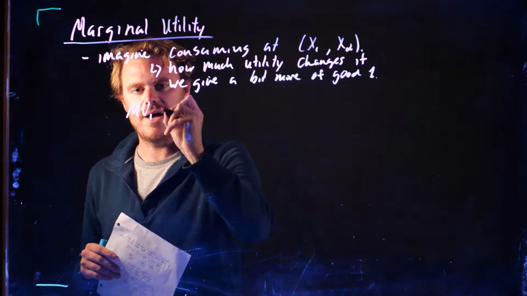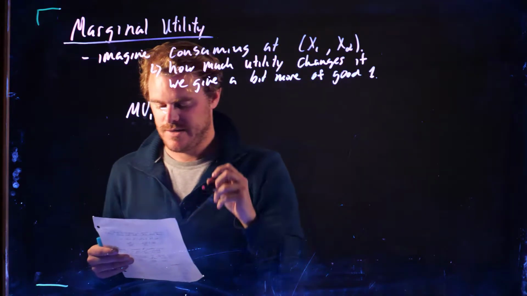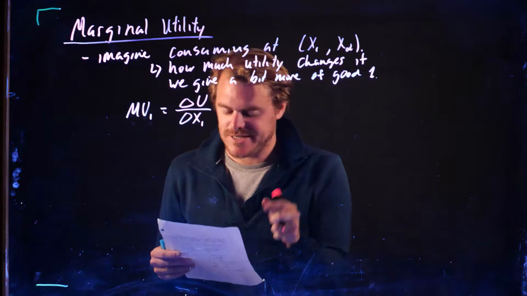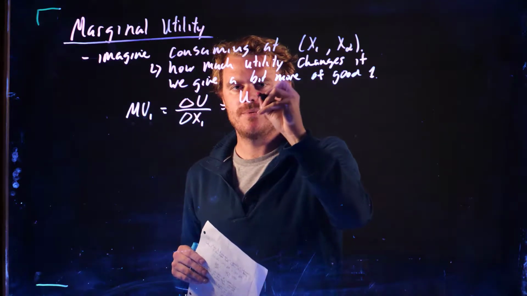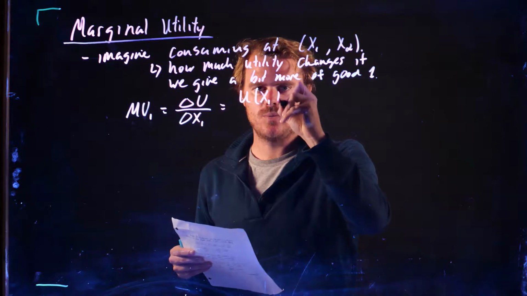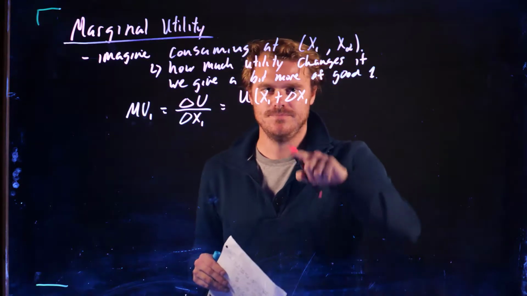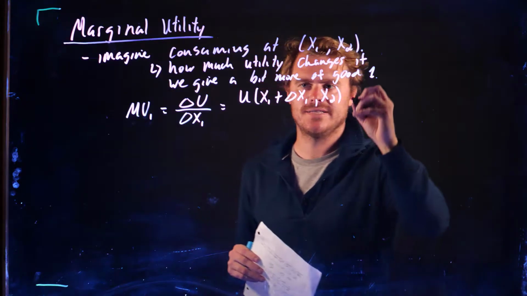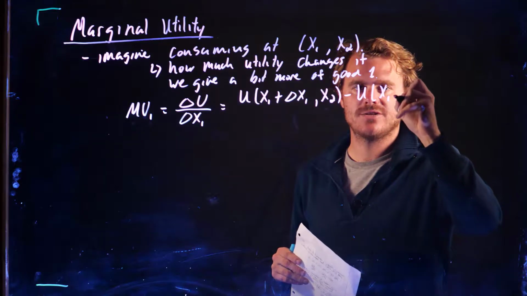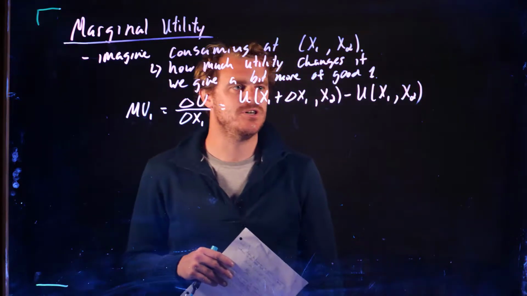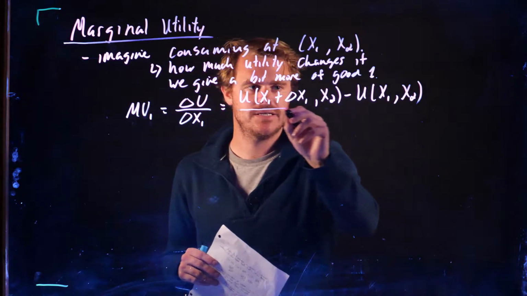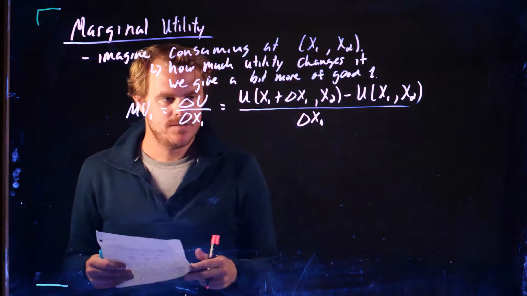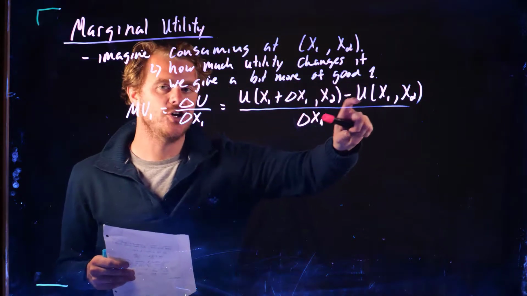So MU1, the marginal utility of good one, is the change in utility from a marginal, tiny change in x1. This is going to be the utility at x1 plus that change in x1, x2, so we're holding x2 constant here, and we subtract what the original utility was before we added this. If we want the marginal, it's going to be over the change in x1. So this is holding the amount of good 2 fixed, right?